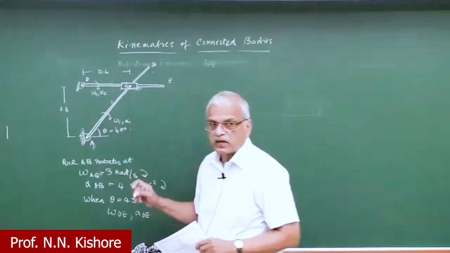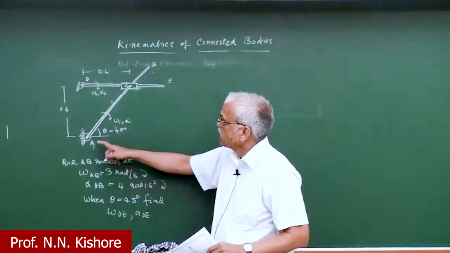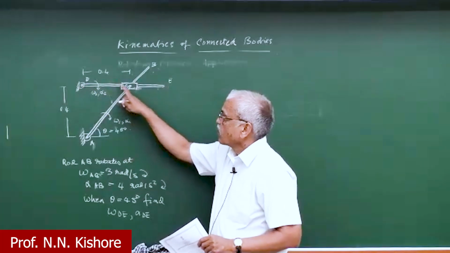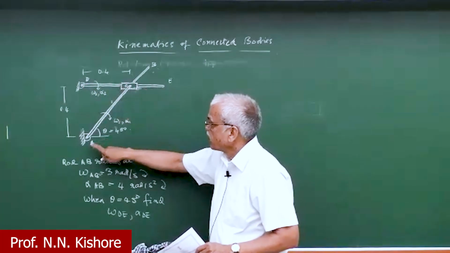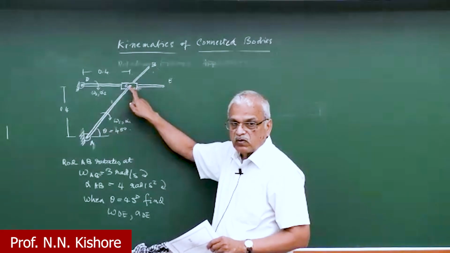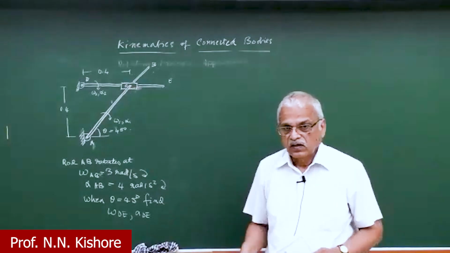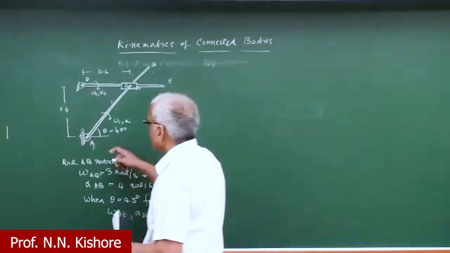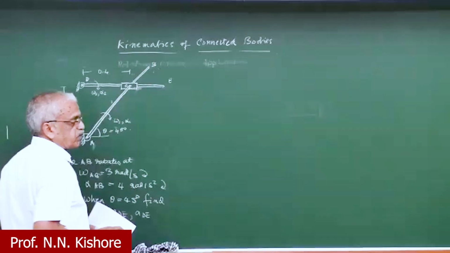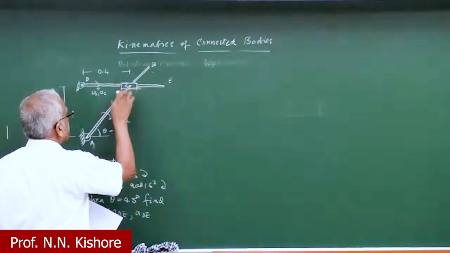So I hope this is the mechanism in which we have rod CD on which we have a slider, whereas on rod AB we have a pin C. So that pin C is connected to the slider here. So as far as this link AB is concerned, C is fixed at a distance of 0.4 root 2. In fact, if you want, I can remove that.